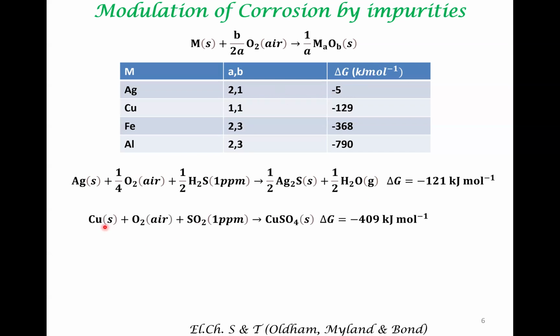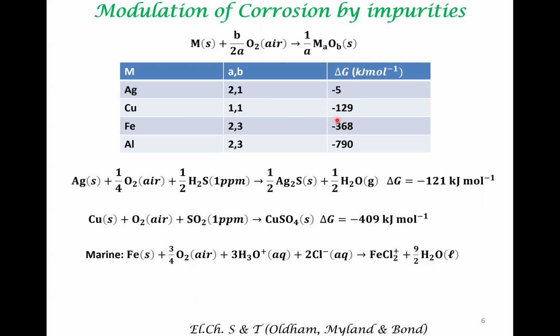You can again look at copper. Sulfur dioxide is again not an uncommon impurity in the oil and gas industry. The delta G is fairly negative compared to oxidation of copper under dry air condition. This reaction is very important under marine conditions.